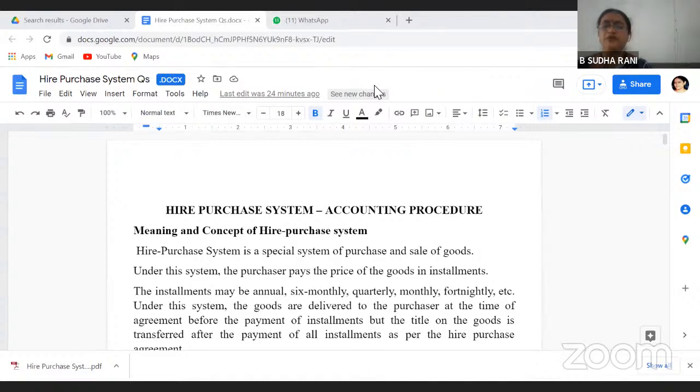So before we enter into the hire purchase accounting procedure, let us understand what is hire purchase system. Let me ask you a question. Almost all of us might have purchased so many assets on installment basis, right? So we used to pay EMIs, right? Can you return that asset you purchased on installment to the owner before the end of the installment?